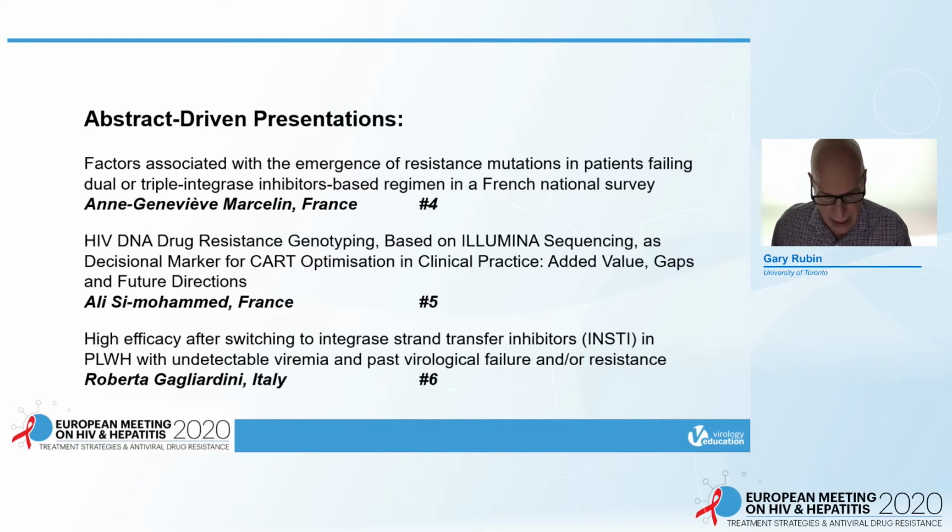That'll be followed by Dr. Ali C. Mohammed, who is laboratory head at the University Center Hospital in Dijon, who will be speaking about HIV-DNA pro-resistance genotyping based on Illumina sequencing as a decisional marker for antiretroviral therapy optimization in clinical practice, added value, gaps, and future directions. And finally, a presentation by Dr. Roberta Gagliardini from the National Institute of Infectious Diseases in Rome on high efficacy after switching to integrase strand transfer inhibitors in people living with HIV with undetectable viremia and past virologic failure and or resistance.